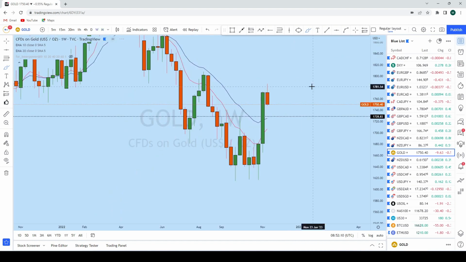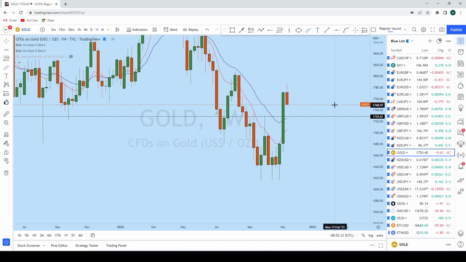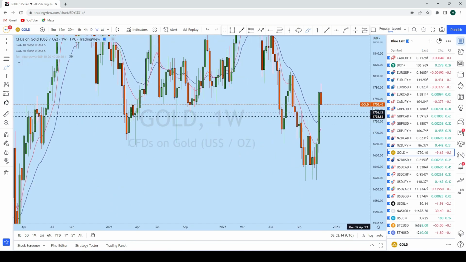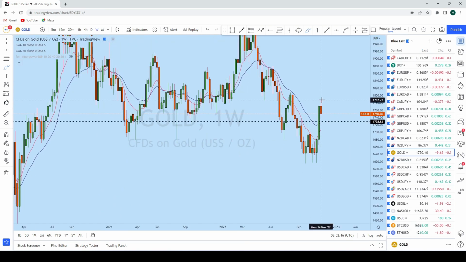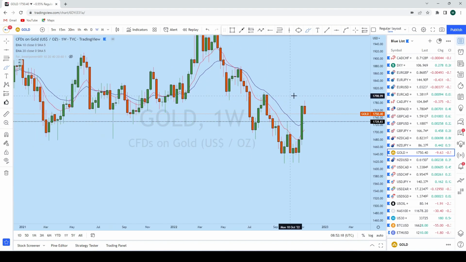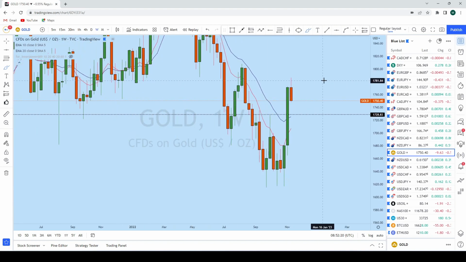Looking at the weekly perspective, we have already seen a rejection. This is a long-term bearish market. As you can see, this is the resistance zone here. So what we could see on gold, highly likely, is that the price will initially come back down to test this previous resistance zone, which is turning support here.